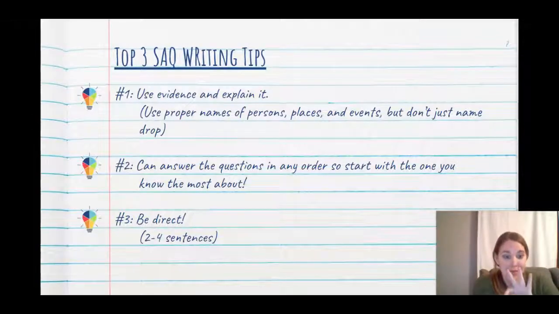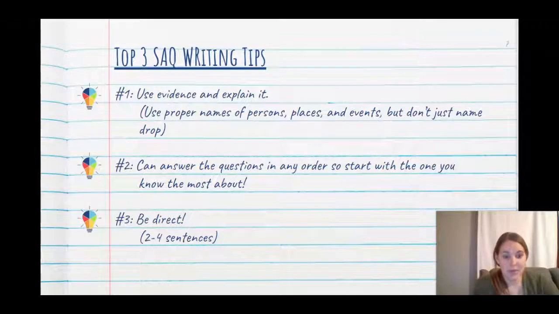So here are my top 3 SAQ writing tips. Number 1, use evidence. There are so many times where I'm grading essays and I see that a student probably knows it, but they forgot to mention something specific. So use the proper names of persons, places, and events as much as you can, but don't just name drop. Make sure to explain it. And be as accurate as you can, or be as specific as you can while still being accurate.